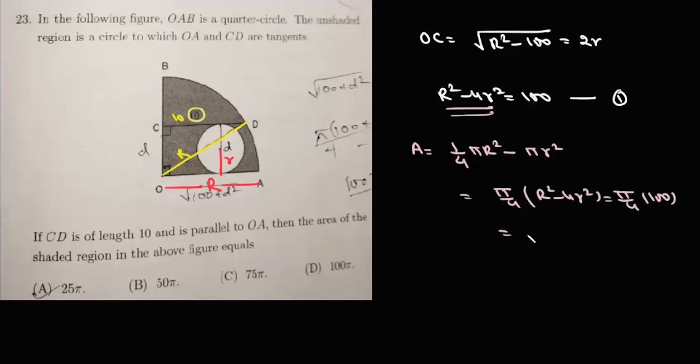Now we need to find the area of this shaded region. The area of this shaded region will be the area of this quarter circle, which is 1 by 4 pi R square, minus the area of this smaller circle, which is simply pi r square. Now if we take pi by 4 common, then we get R square minus 4 small r square, which we already have, which is nothing but 100. So it is pi by 4 into 100, which is nothing but 25 pi, and that's your option A.